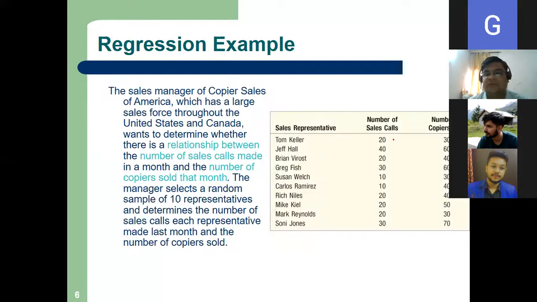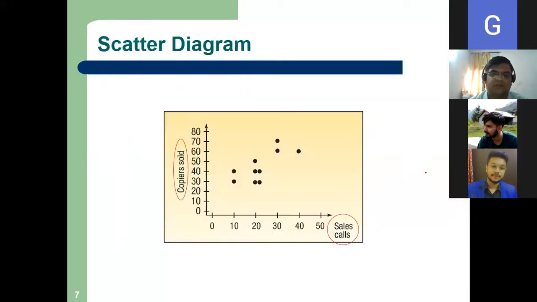See this data. First salesperson: 20 calls. How many sales? 30 sales. Let us plot this point. Which one is this point? Can anybody tell me? This point: 20 calls, 30 sales. In this way, we can plot all the points. Now, what we do, we try to draw a straight line. This is called the predicted line. This is my regression line, regression equation. The equation that I was writing is of this straight line.